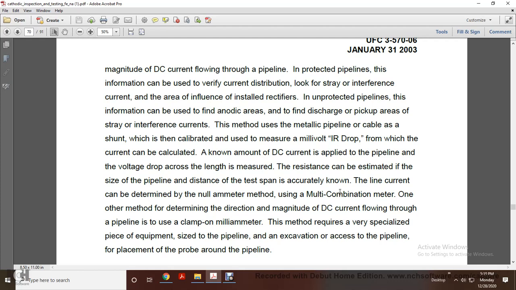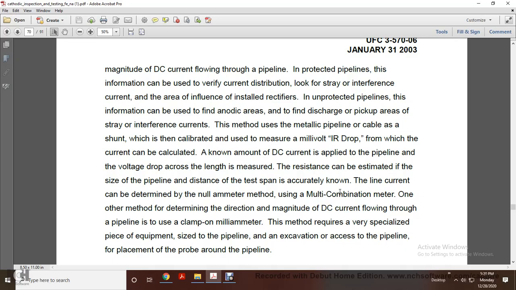Install rectifiers on protected pipelines. This information can be used for finding anodic areas and voids, and to find discharge. Pick up the area with the stray current interference currents. Measure the metallic piping and cable as shown with the caliper rated, measuring the millivolt IR drop, from which current will be calculated, with the known DC current that is applied to the pipeline voltage drop. The curve of the length of the measured pipe resistance is estimated on the side of the pipe with the distance of the test span.